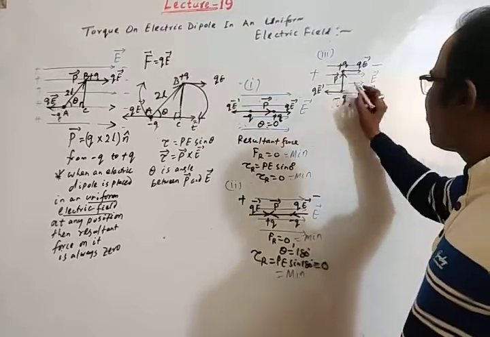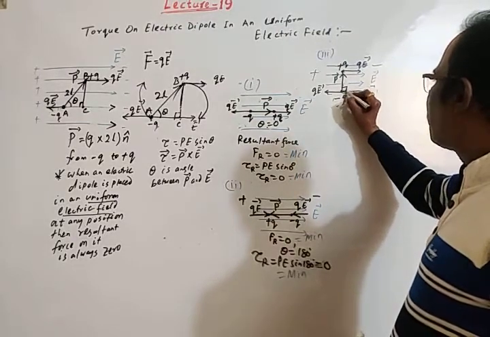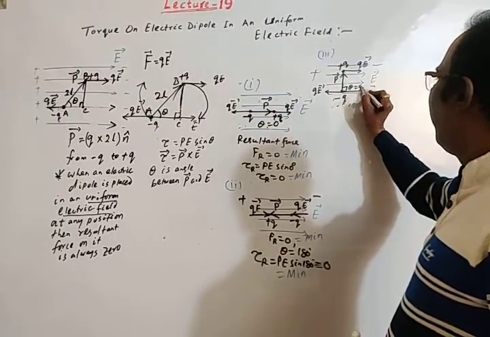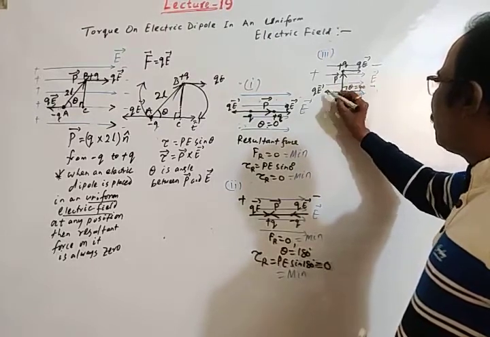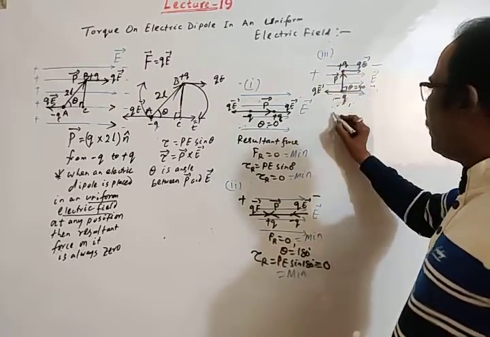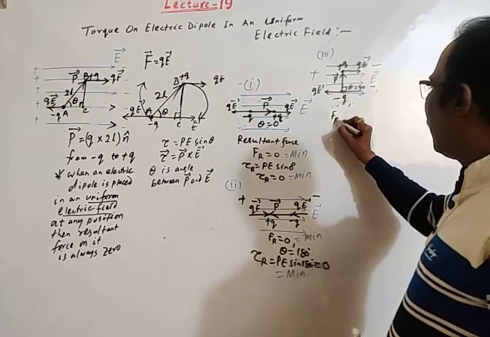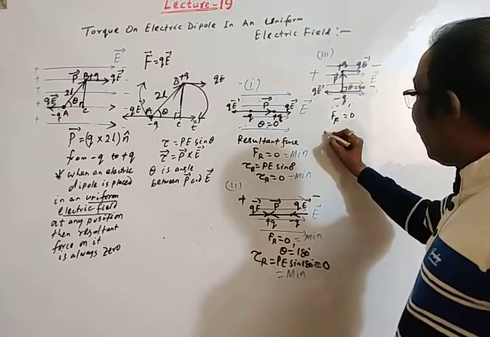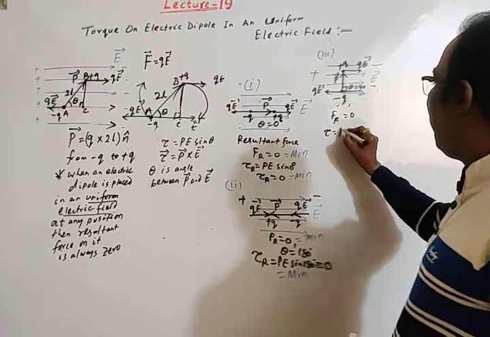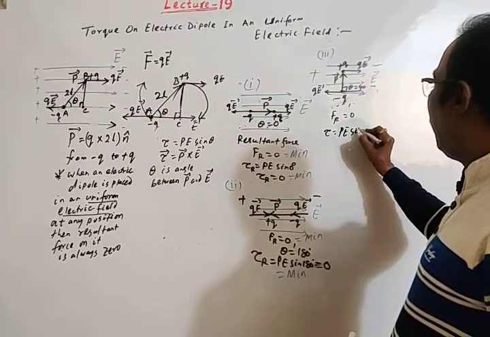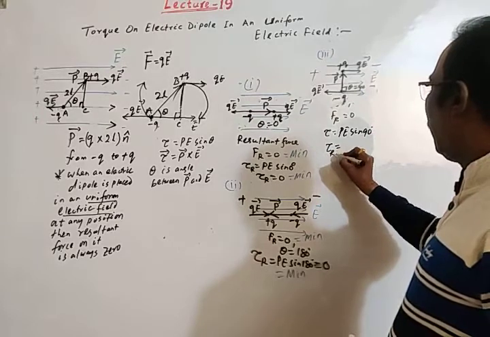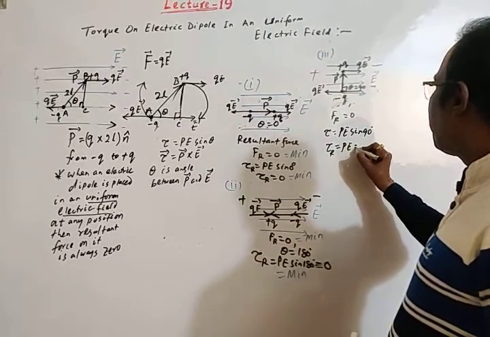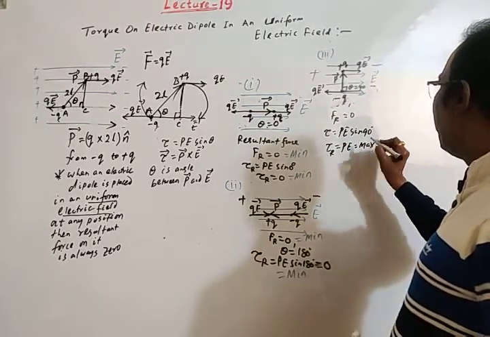Again, in this case, theta is 90 degrees. Again, this dipole experiences two equal and opposite forces qE and qE, so the resultant force is 0. But the resultant torque is pE sin 90, so the resulting torque is pE, which is maximum.